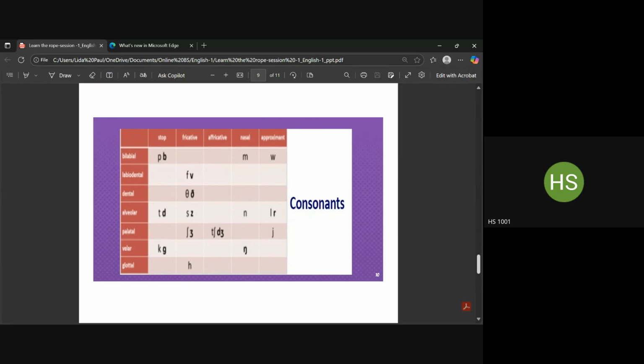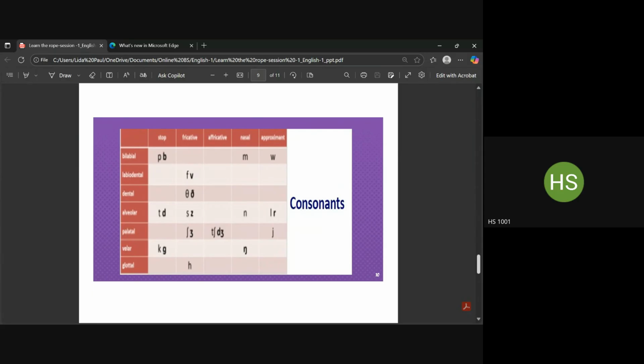Then dental, of course, includes the teeth as the articulator. Alveolar sounds include the alveolar ridge. Sorry, not alveolar palate, the alveolar ridge, right? So what is the alveolar ridge? That hard part right above your teeth, right? Not the gums, but the part right above your teeth. That is called the alveolar ridge. So if the sound is articulated, it gets obstructed there before it's produced, then you call them the alveolar sounds, right?